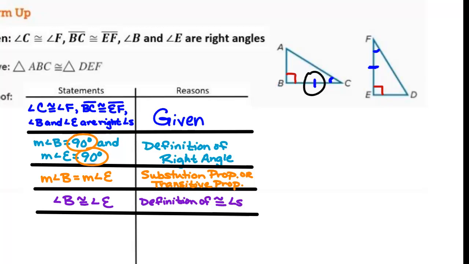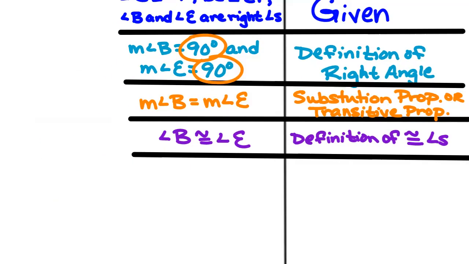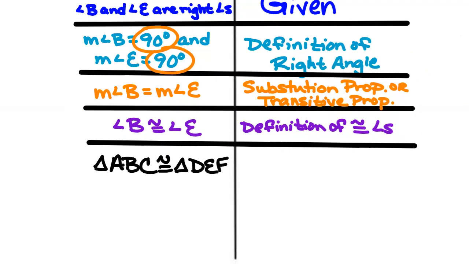We were given that BC was congruent to EF. And we were given that angle C is congruent to angle F. Do I have enough to say that triangle ABC is congruent to triangle DEF? Yes. Using which of the congruence criteria? I'm sorry, I didn't hear you. Angle, side, angle.